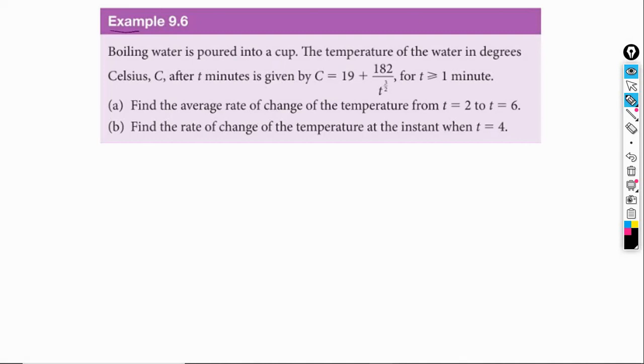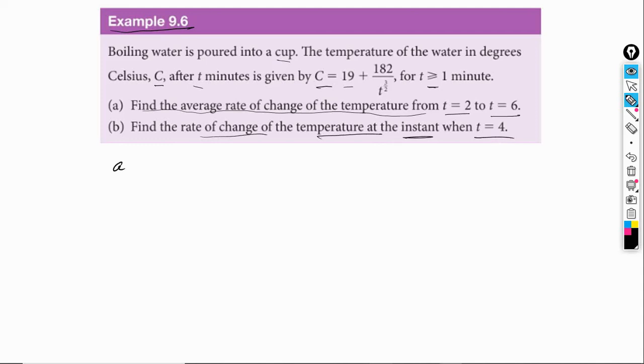Okay, so next is example 9.6, and it says boiling water is poured into a cup. The temperature of the water in degrees Celsius C after t minutes is given by C equals 19 plus 182 over t to the power of 3/2 for t greater than or equal to 1 minute. Letter A, find the average rate of change of the temperature from t equals 2 to t equals 6. Letter B, find the rate of change of the temperature at the instant when t equals 4.